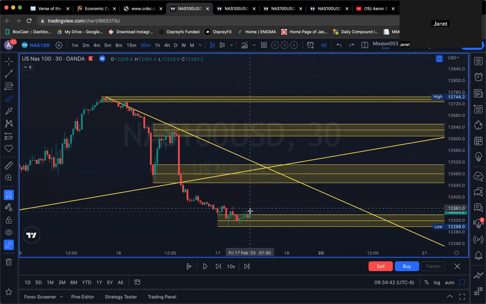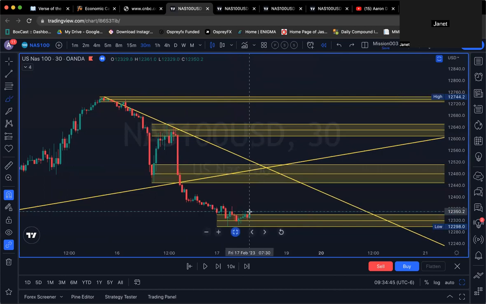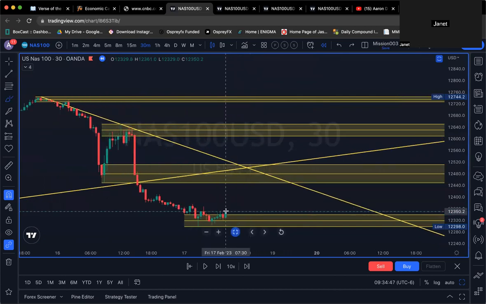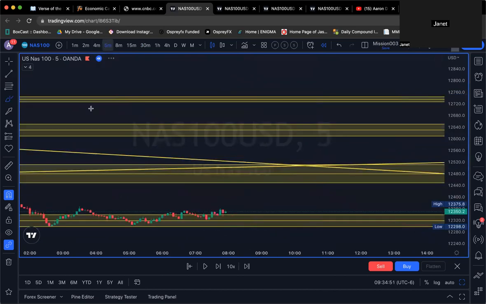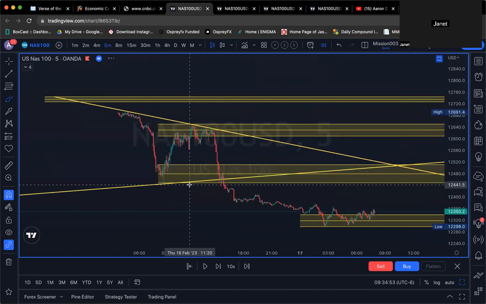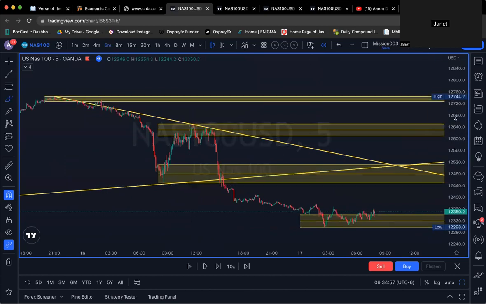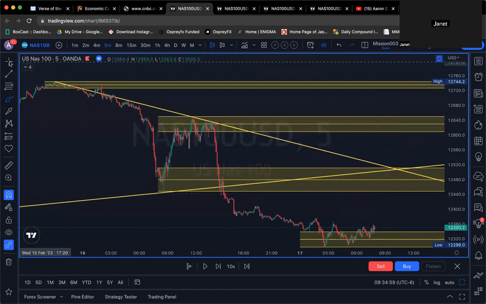All right, so here we go. It's 7:30 right here on this candle. So what I want to do is go down to 5 minute. Now each candle is only taking 5 minutes to print, okay? So we go from the daily to the 4-hour to the 30-minute to the 5-minute, and that's it.